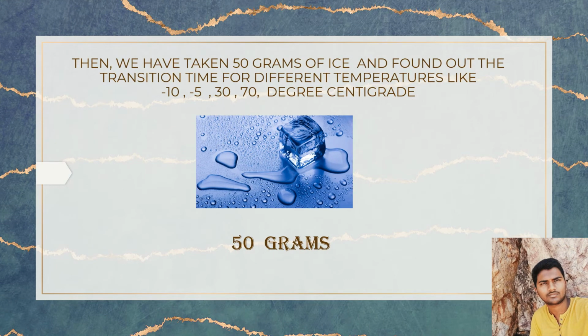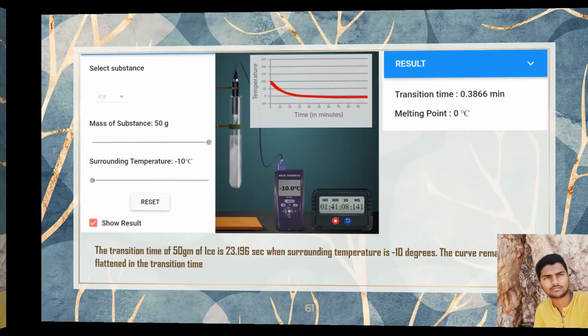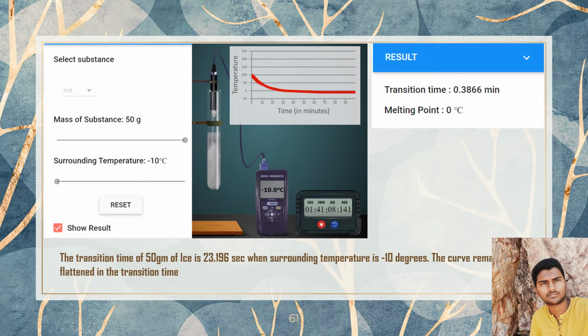Now let's go with 50 grams of ice and with various temperatures like -10, -5, 30 and 70 degrees centigrade. Here the mass of the substance is 50 grams. The substance is ice and the surrounding temperature is -10 degrees. Here the transition time is 0.3866 in minutes and 23.196 in seconds. And the curve remains flattened in the transition time due to no heat being released into the atmosphere, and the ice itself uses the heat to change its state.